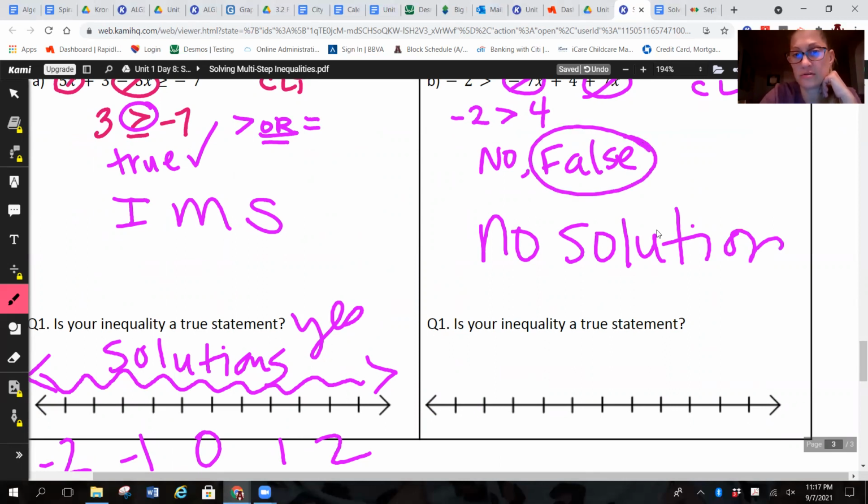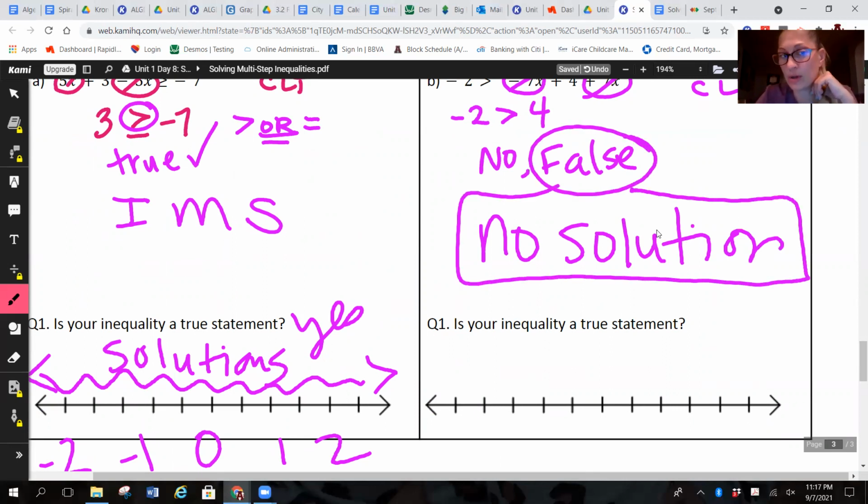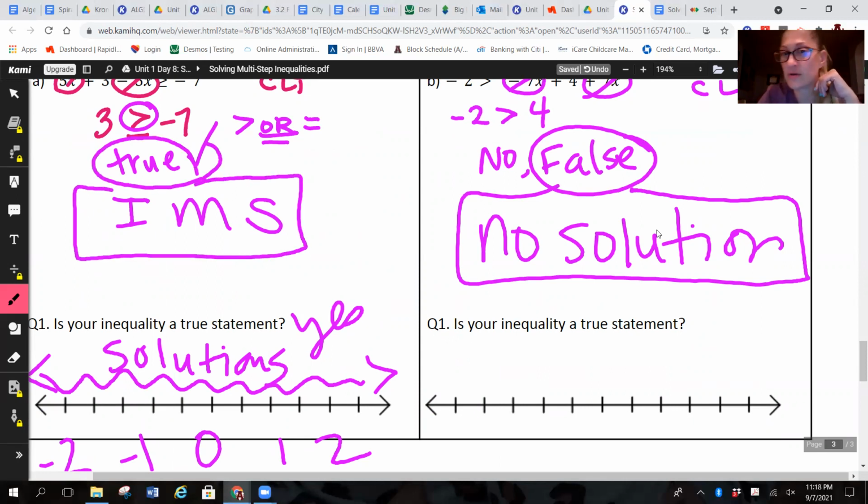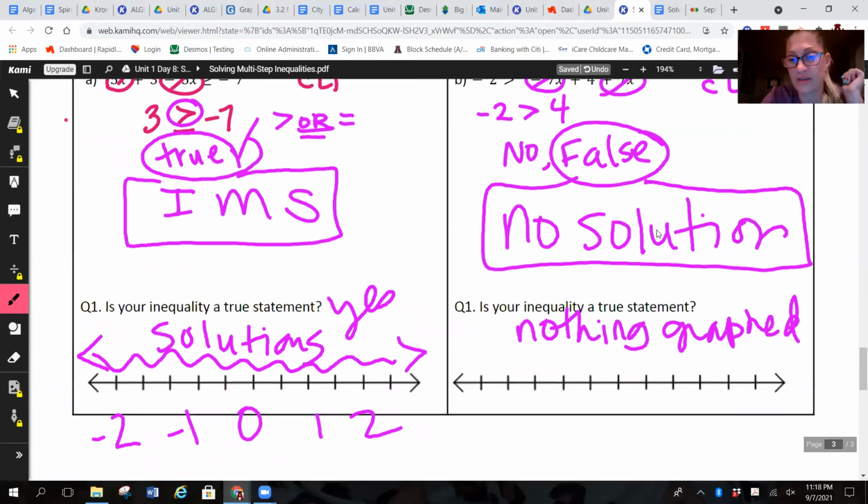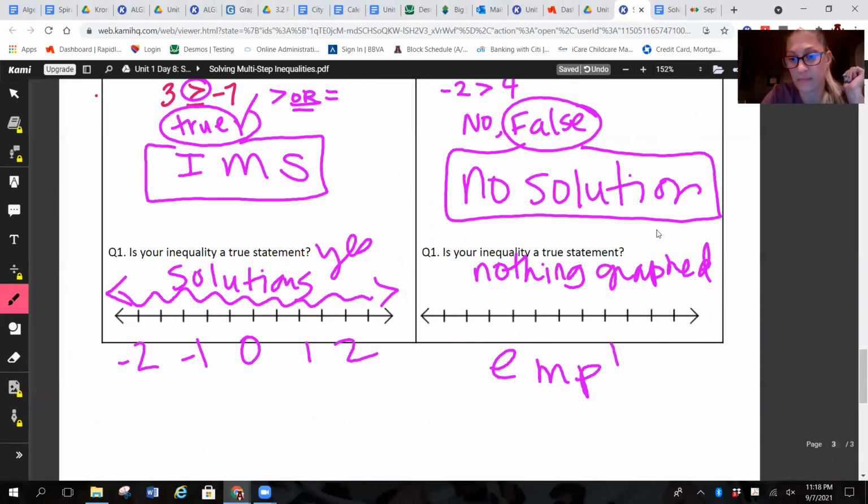So the word false and the words no solution kind of go together, and the word true with infinitely many solutions goes together. So when you have no solutions, you have nothing graphed. That just means this should be empty. That's the answer. If there's no solution and anything we color in means it's the solution, we can't color anything in, or that would mean there's a solution, and there's not.